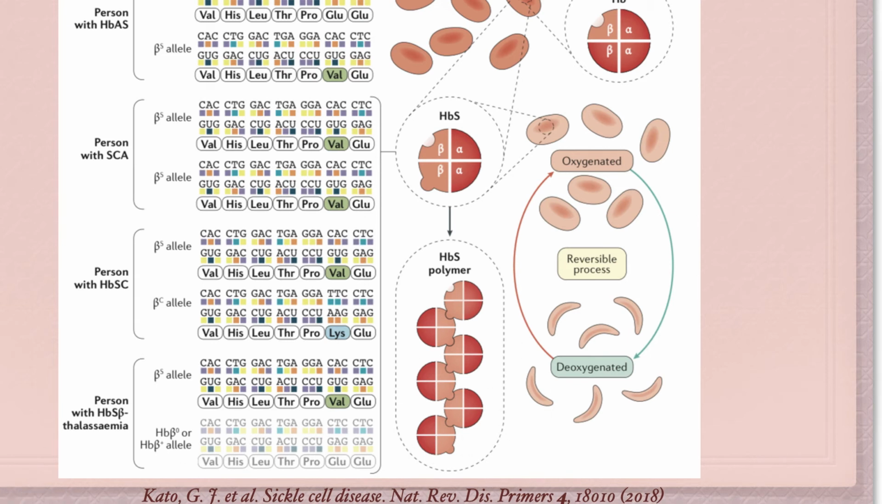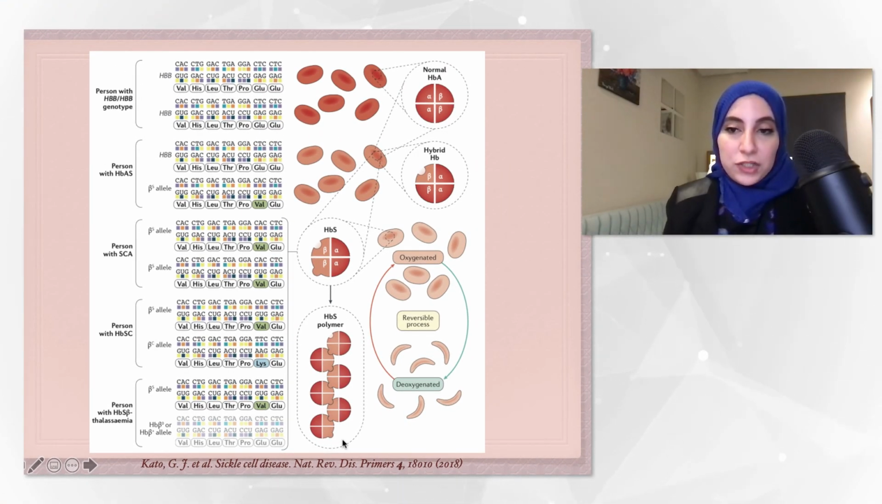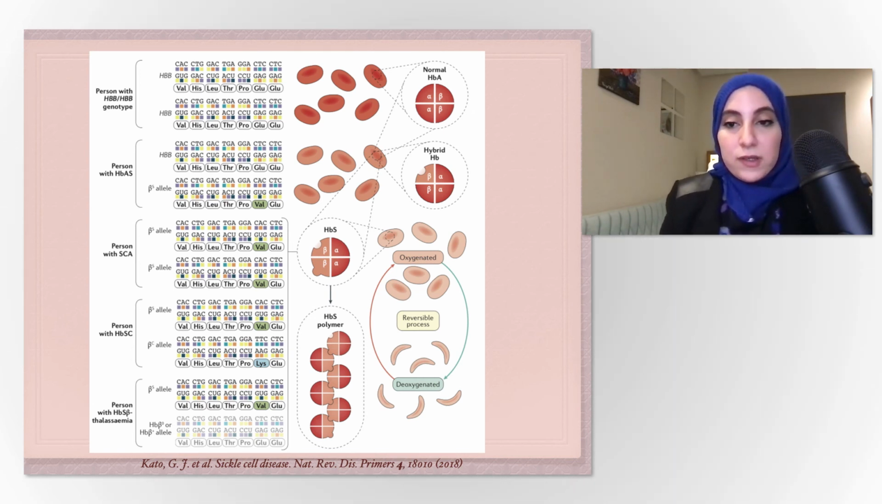The hemoglobin SC disease, they will have a bit milder hemolytic and vaso-occlusive crisis, while the hemoglobin S beta thalassemia, it depends on if there are any beta chains or if there are no beta chains at all. If there are no beta chains at all, they will have the same manifestation of sickle cell anemia patients with microcytosis. If there are any beta chains left, they will have a bit milder disease.